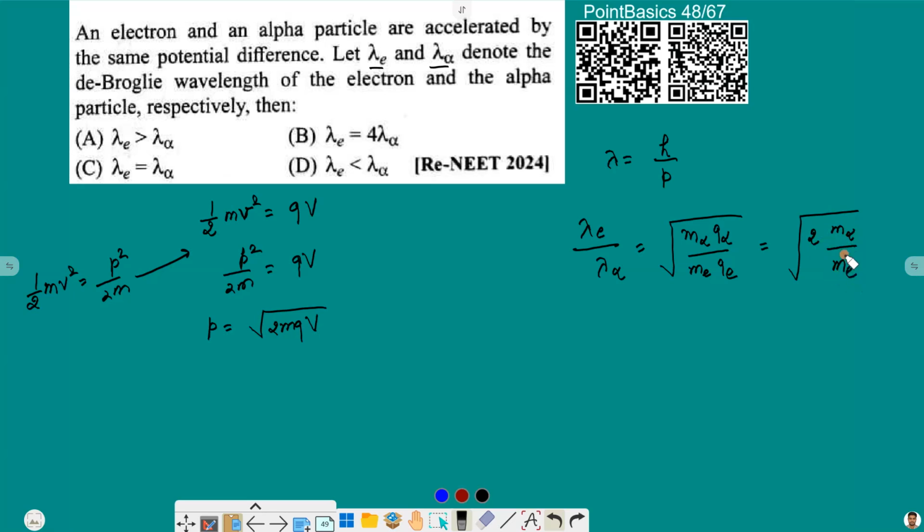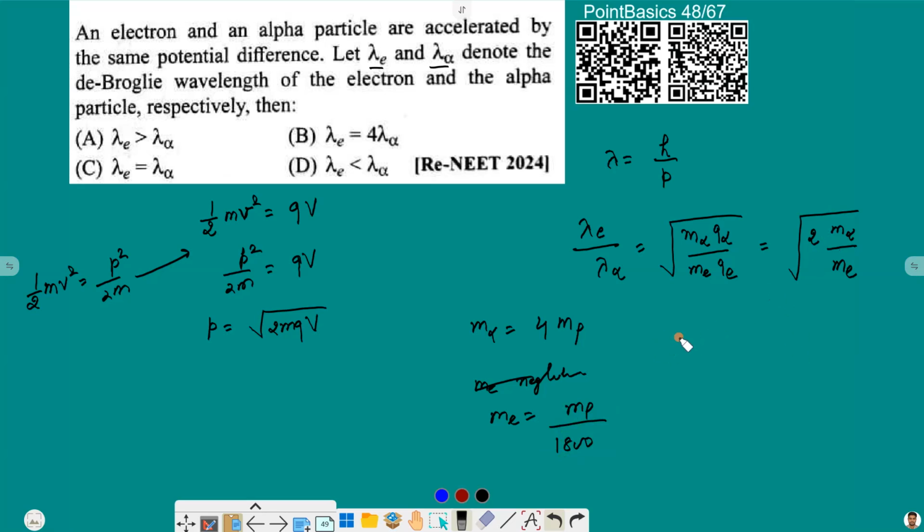Now we know that the mass of an alpha particle is 4 times the mass of, let's say, a proton or a neutron, because it has 2 protons and 2 neutrons inside the nucleus, and it is basically a helium nucleus. And the mass of electron is negligible, or if not negligible, then it is basically the mass of proton divided by 1800. It is very small as compared to the mass of proton.